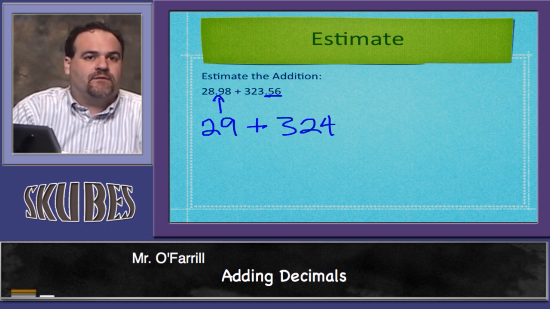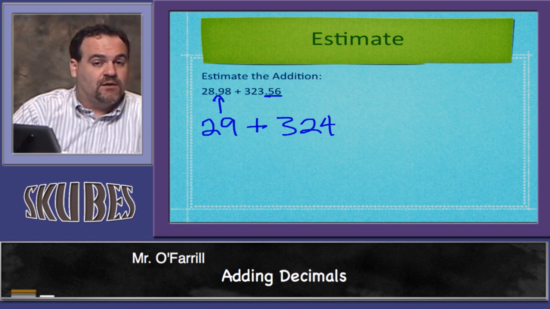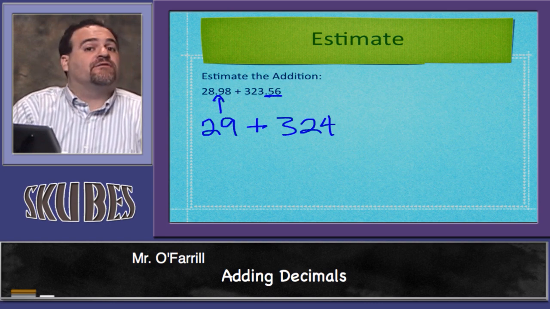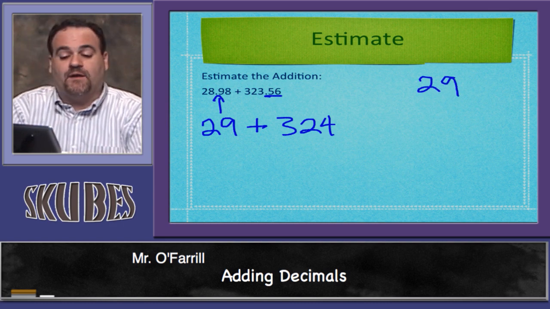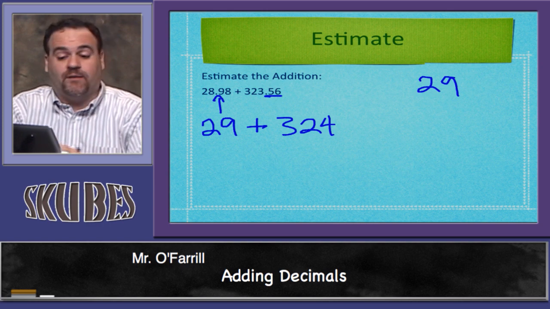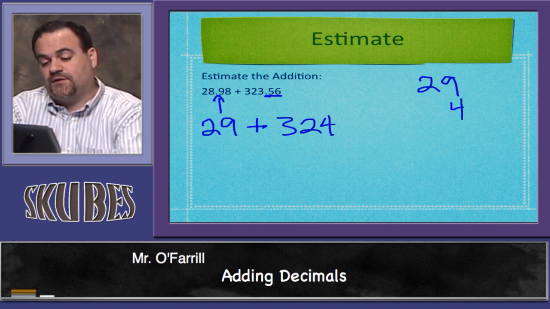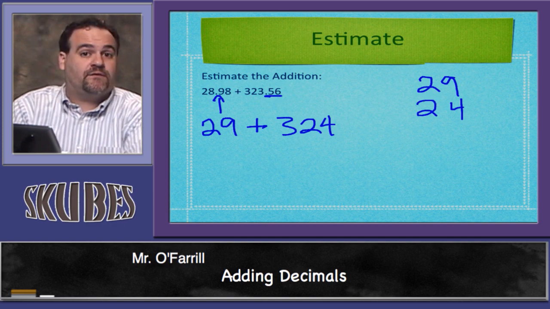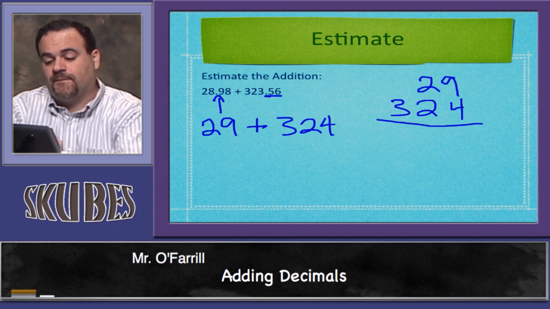Now I know I've already written it horizontally or sideways, but because this translates so well into what we're going to be doing a few slides from now when we stop estimating and start getting the actual answers, let's do this vertically. And we're going to do 29. 9 is in the ones place. We're going to line that up vertically with the 4, which is in the ones place, the 2 in the tens place, and the 3 in the hundreds place.